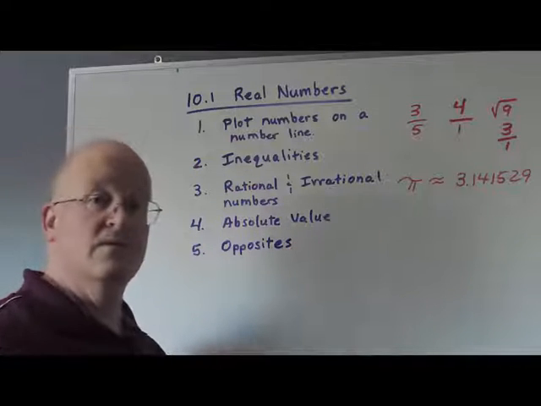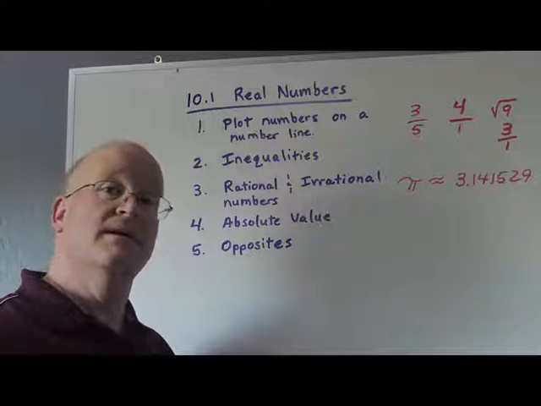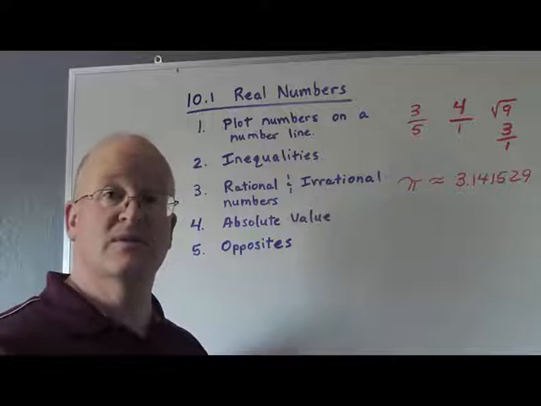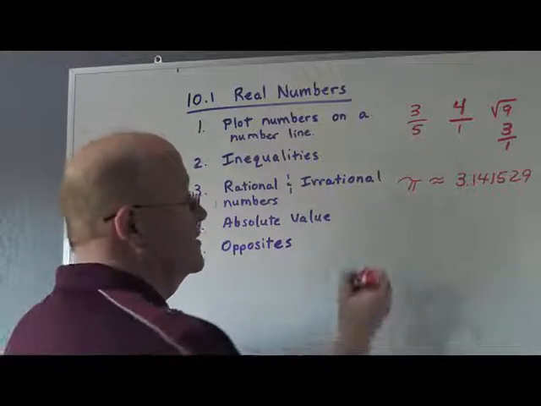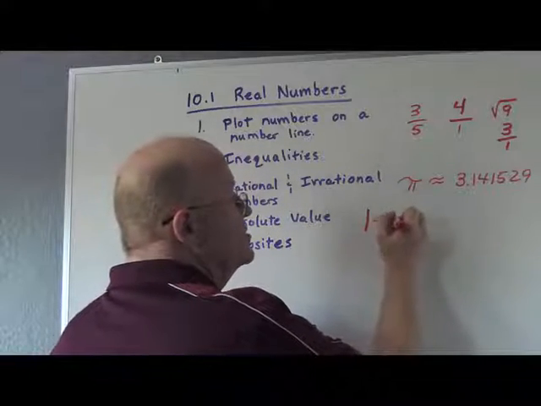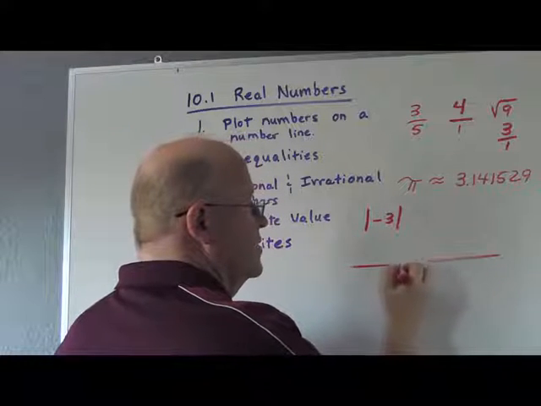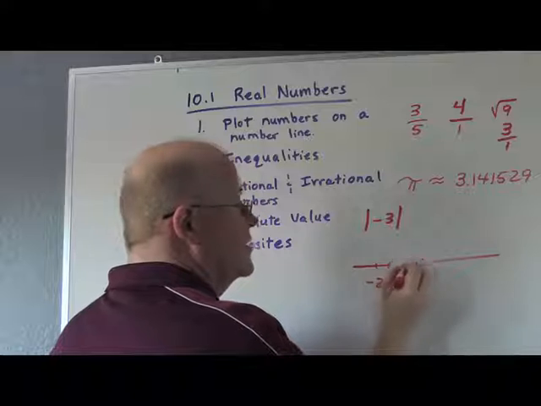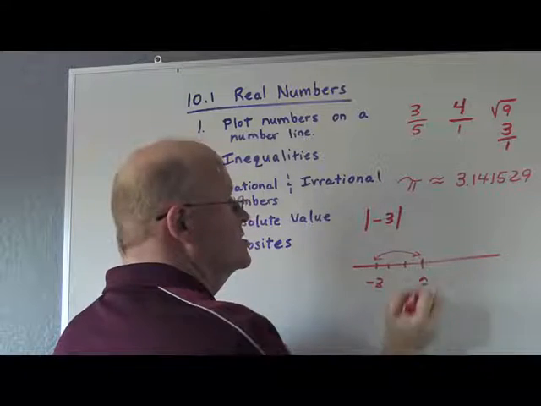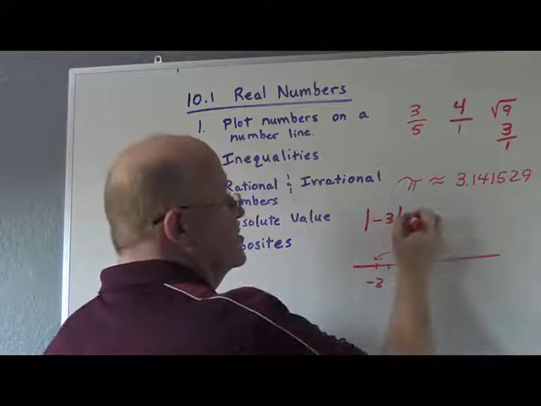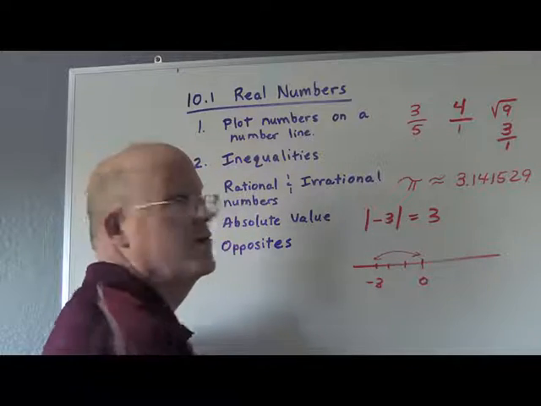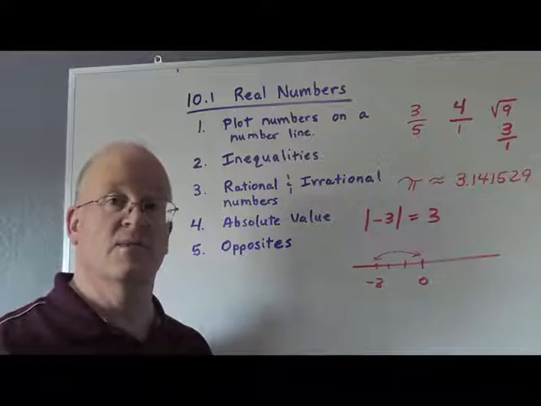What is the absolute value of a number? Well, basically, it's its distance from 0 on the number line. If I want to know what is the absolute value of negative 3, I could look at the number line and say, okay, negative 3 here is 3 units away from 0, and so the answer would be 3. The absolute value of negative 3 is 3.